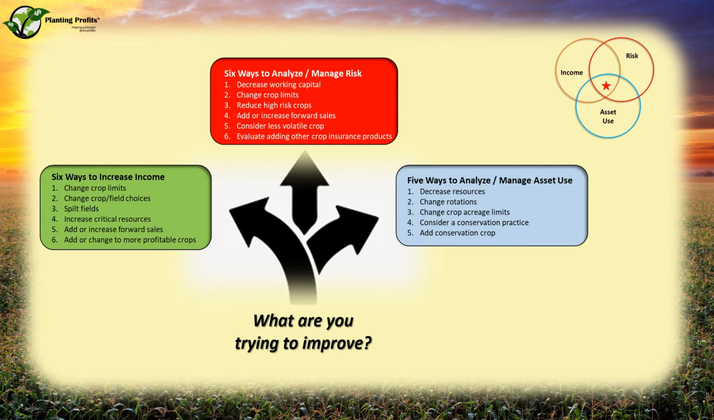Pick a path based on your priority. It's only a starting point. Planning does not normally follow a straight line. Many users start down the path looking for ways to increase income. Then analyze risk, then analyze asset use. Let's look at each path, starting with estimated income.